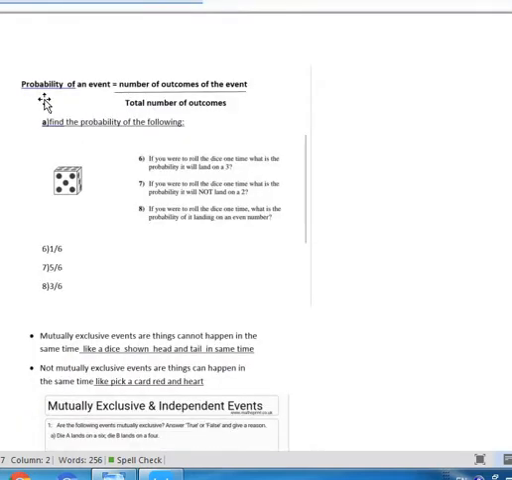Remember that the probability of an event equals what? The number of outcomes of the event over the total number of outcomes. Find the probability of the following. We have here a dice. If you were to roll the dice 1 time, what's the probability it will land on a 3? The probability of getting the number 3 is just 1 over the total.